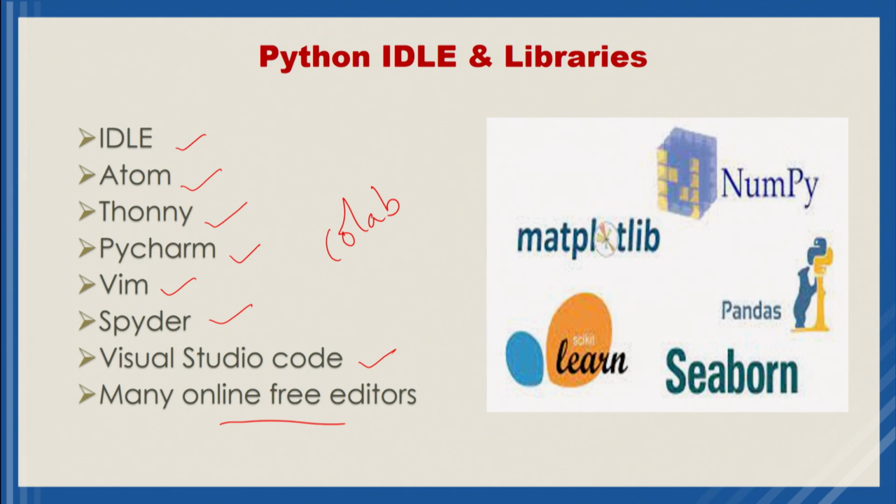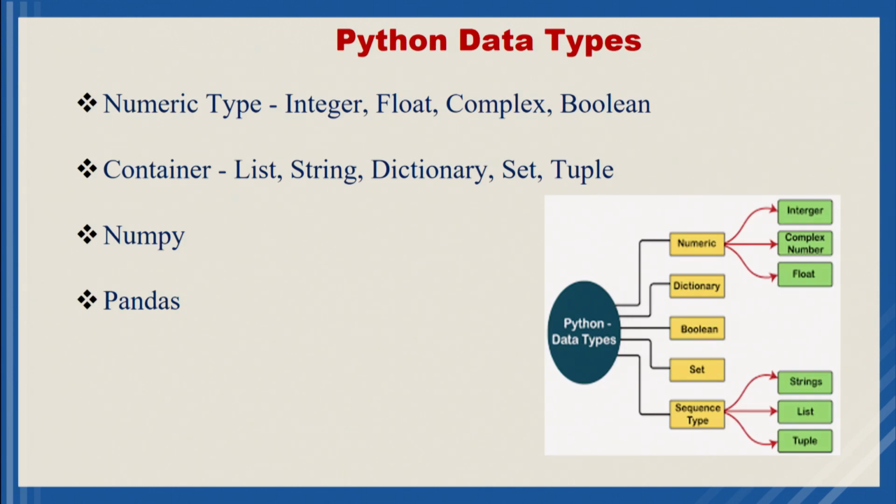And moving on with respect to the libraries, we have important libraries like NumPy, Pandas, and for visualizations, we have the Seaborn library and the Matplotlib library. So, these are the various libraries which are helpful to build robust deep learning models. Then moving on to the actual data types, Python has many numeric data types like integer, float, complex and boolean. It has container classes like list, set, tuple, string data type and dictionary data type, and the other two are the NumPy and Pandas frameworks.